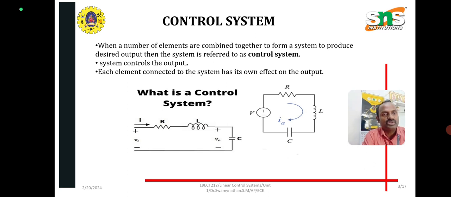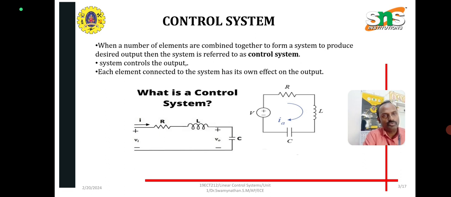So first, the control system. What do you mean by control system? When a number of elements are combined together to form a system to produce the desired output, then the system is referred to as a control system. So we can control the system based on the desired output that is given by the desired input. The system controls the output, that is called the control system. Each element connected to the system has its own effect on the output.